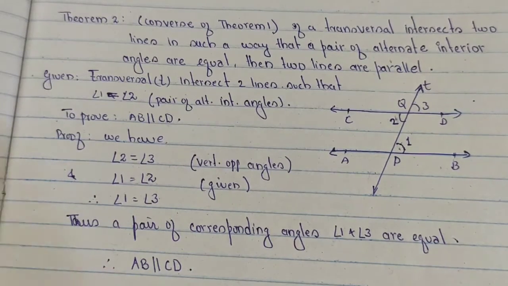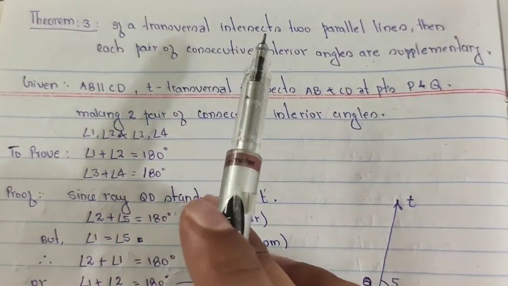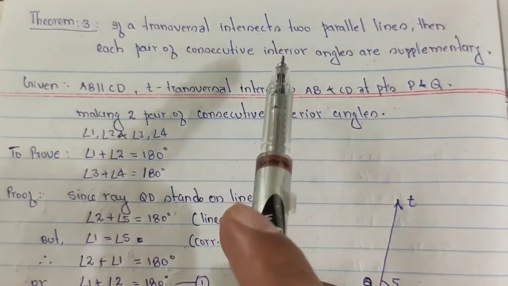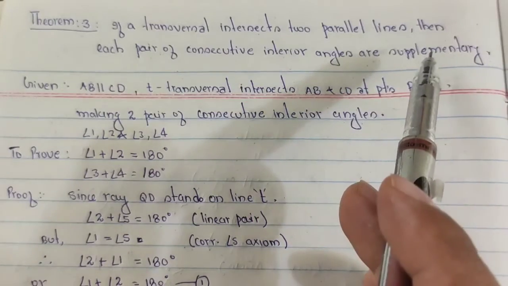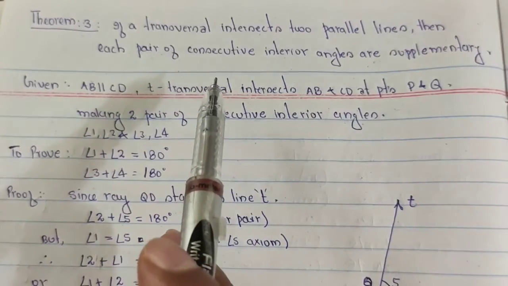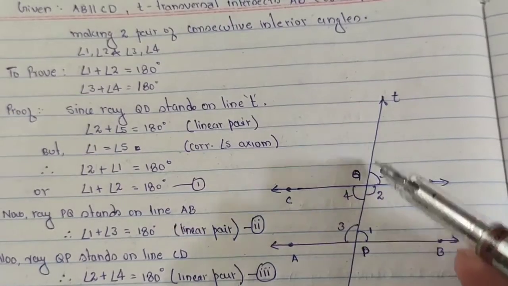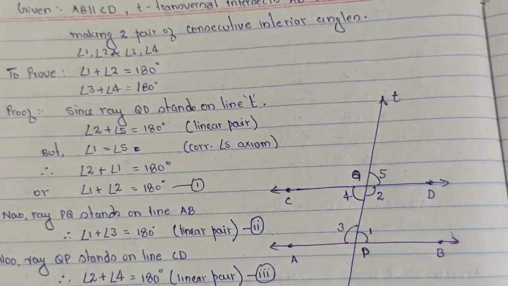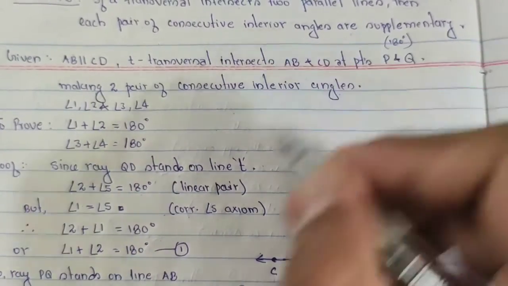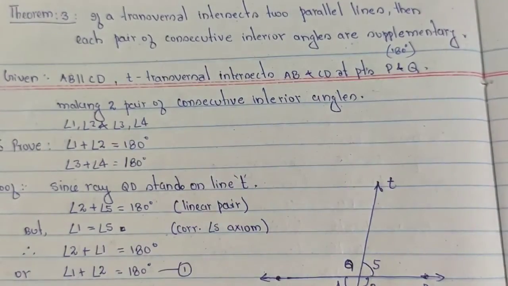Now moving to the third theorem. This is theorem third, which says if a transversal intersects two parallel lines, then each pair of consecutive interior angles are supplementary. Here consecutive means your interior angles on the same side of the transversal. Interior angles on the same side of the transversal are supplementary. Supplementary means here it is 180 degrees. Complementary means 90 degrees.